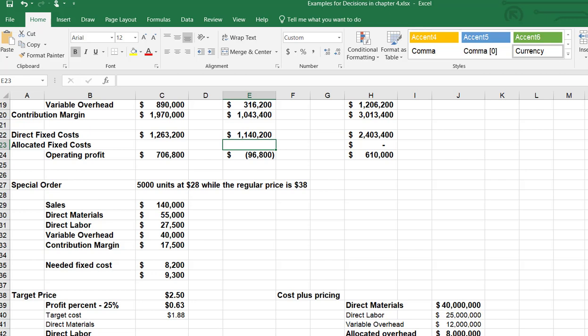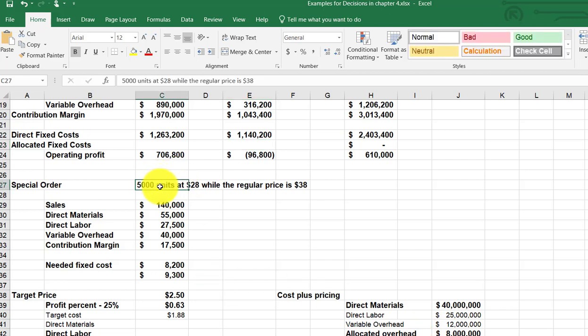Same basic idea. Special order. A customer comes to us, 5,000 units at $28. Our regular price is $38. So our first thought is, do we have excess capacity? Do we have the room to make this? If not, we should just keep selling at $38. We should not accept this.